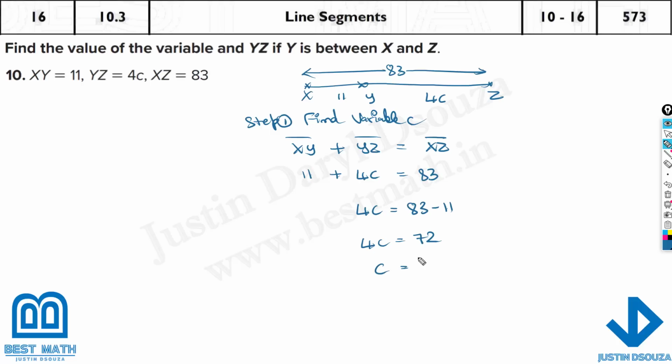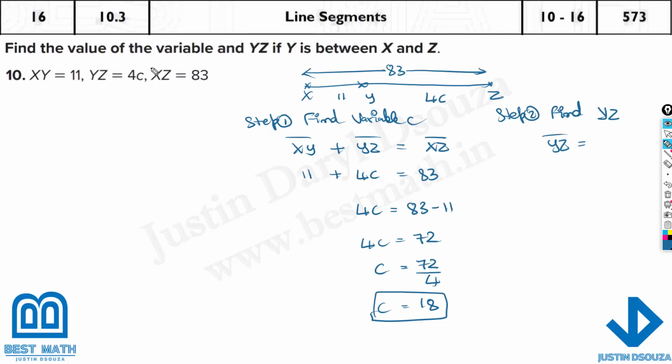Now for c, we divide both the sides by 4. That will be 72 divided by 4. C will be 18. That should be the answer for the variable c. Now step 2 over here would be finding the term, that is the segment YZ.